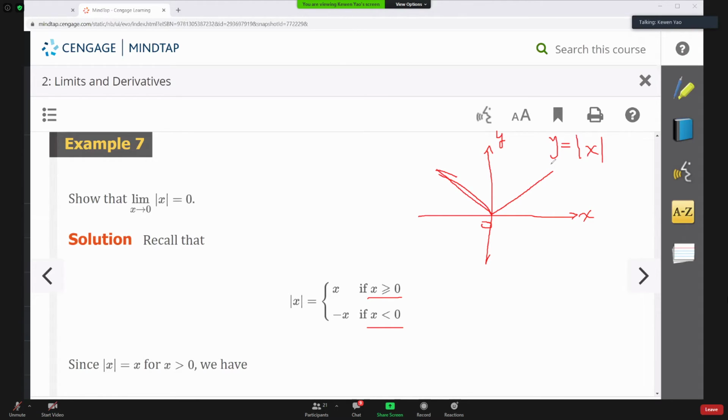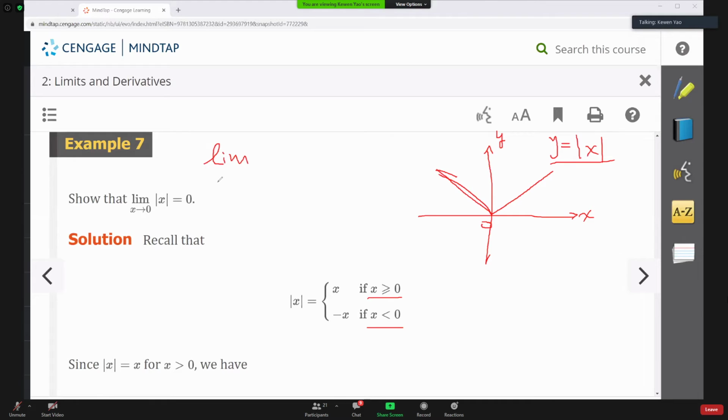Now you have to find the left limit and the right limit, because the left function and the right function look different. See, this is y equals x, this is y equals negative x, right? So therefore, you have to know how to find the right limit and the left limit. Okay, now let's do it. Let's find the right limit first.